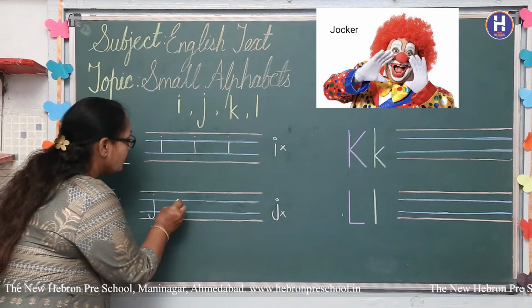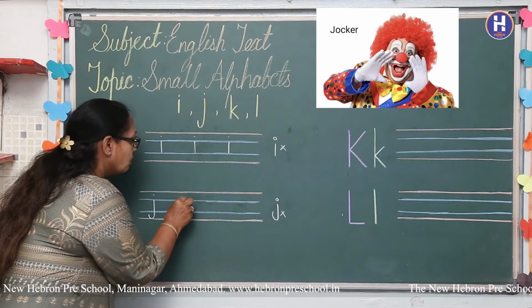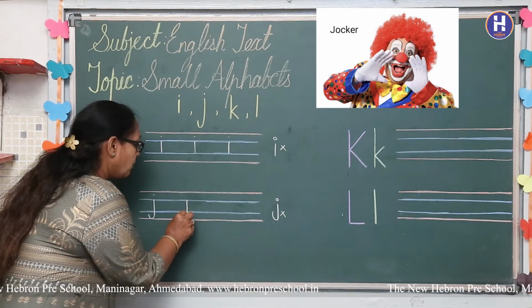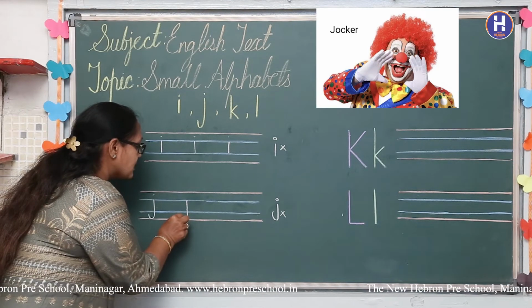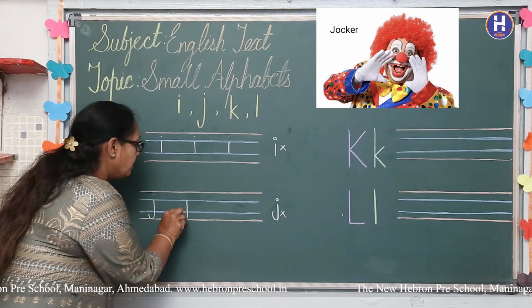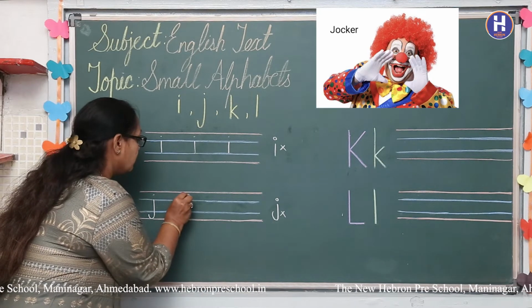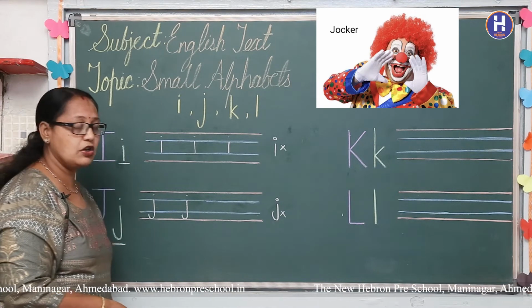How will you write? Start from the first blue line, go down, make a standing line. Before a red line, you have to give a curve. Don't lift your pencil and stop before blue line and make a dot between red to first blue line. This is a small j.